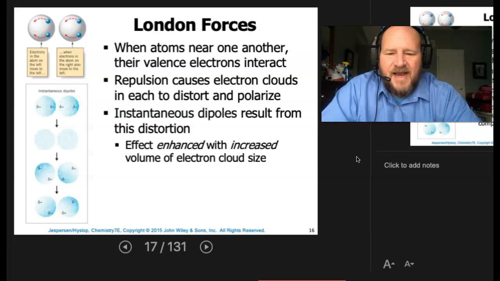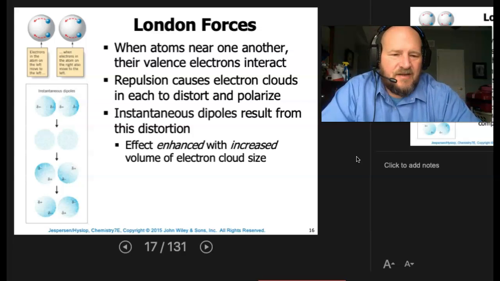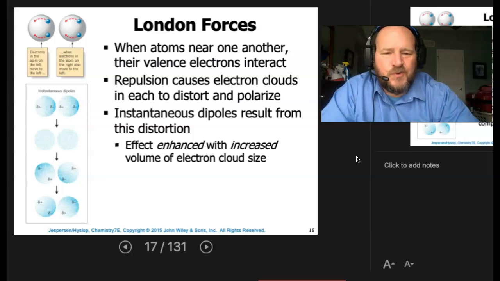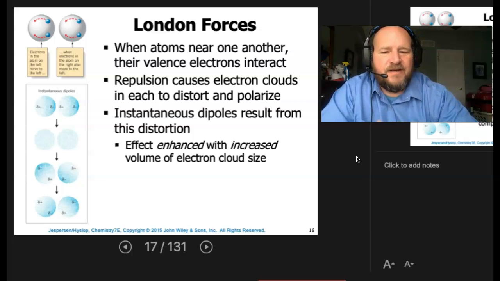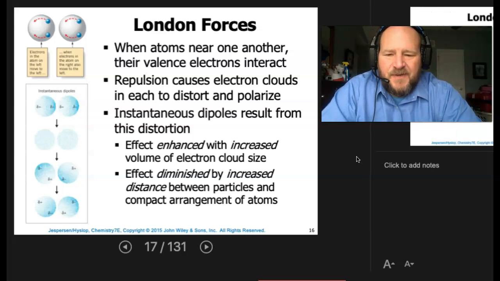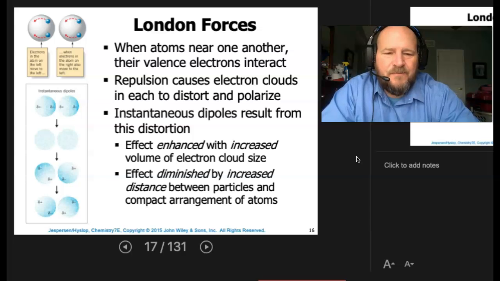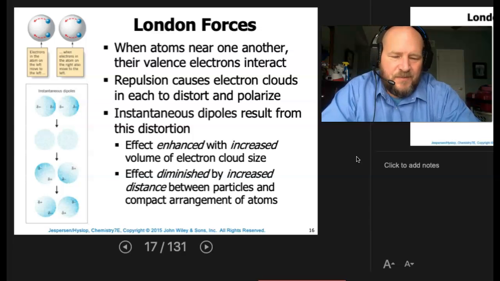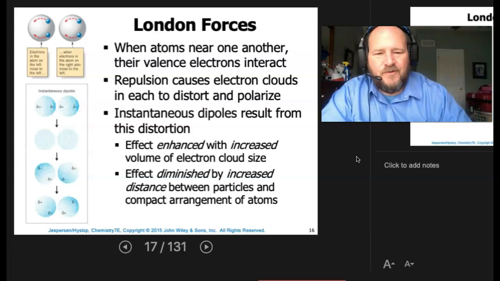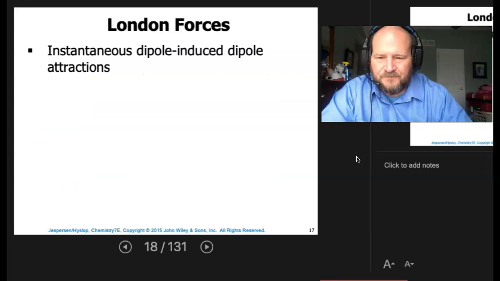This instantaneous dipole results from the distortion. Now the effect is enhanced with increased volume of electron cloud size. So if I have more atoms, I have a bigger cloud, I'll see more distortion, which means more instantaneous dipole interaction. Now the effect is diminished by increased distance between particles and compact arrangements of atoms. So if it's a really compact molecule, then it doesn't feel that. So in other words, a small molecule. If there's a huge distance between them, then you don't have any of this interaction as well.